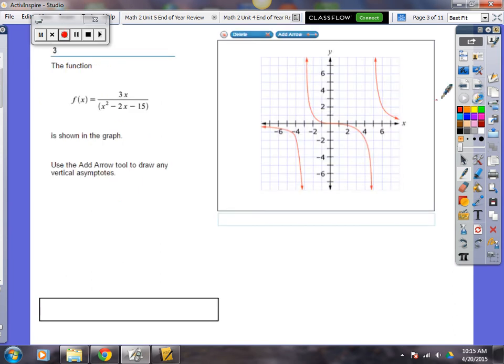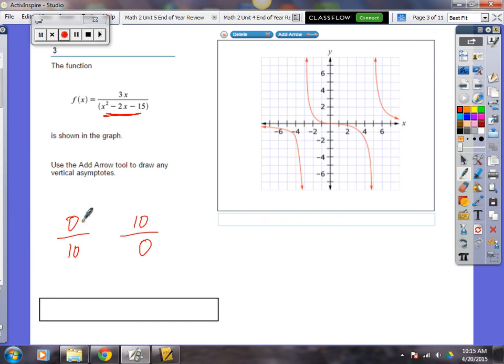Okay, number 3, I don't think we ever even talked about these, so this will probably be new. But it's not too bad, and I'm not even sure if this is going to show up on the SAGE. So here's what we've got. This function is some on top, some on bottom, so it's called a rational function. Now this bottom, the number one rule in division has to do with zeros.